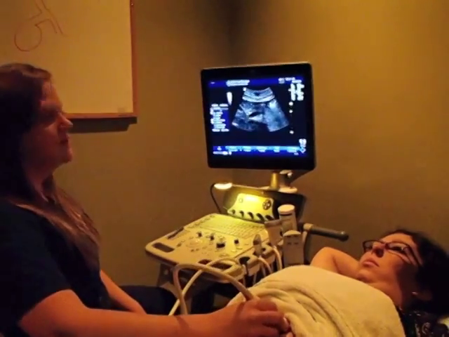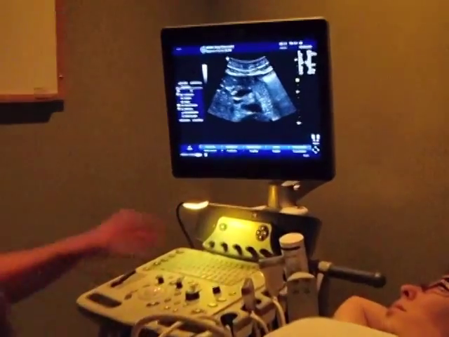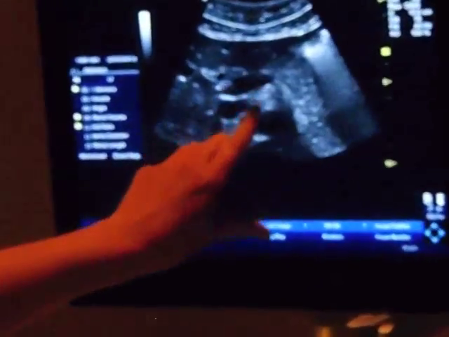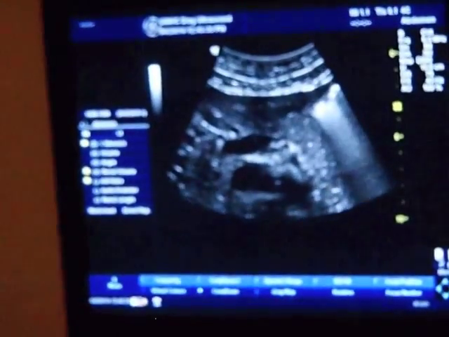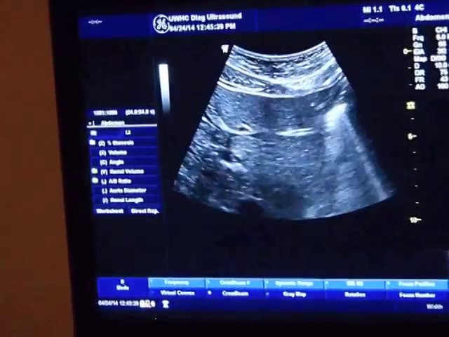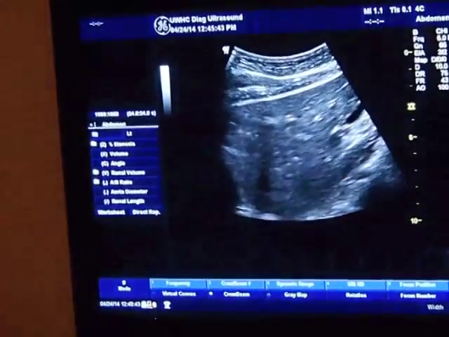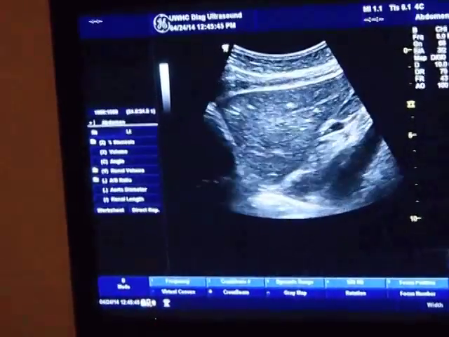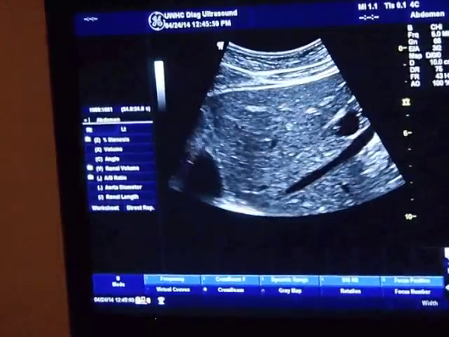So first you look at the pancreas, which is right here. You can see right here. Then next you look at the liver, which is right here, and you scan all the way through.